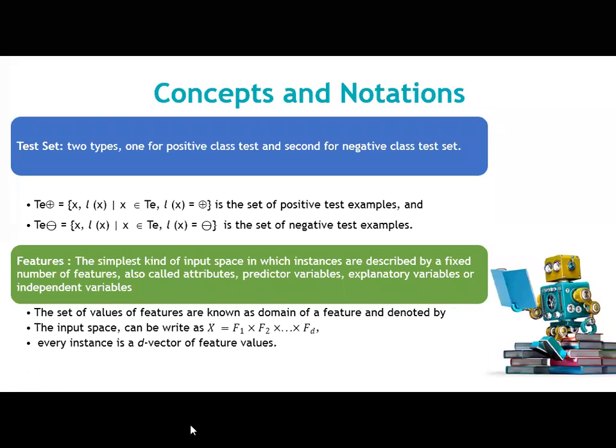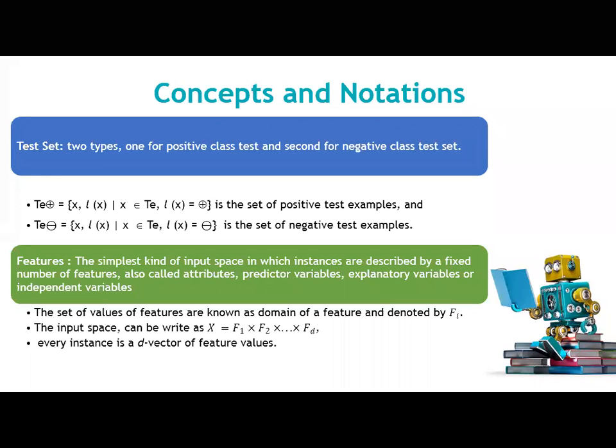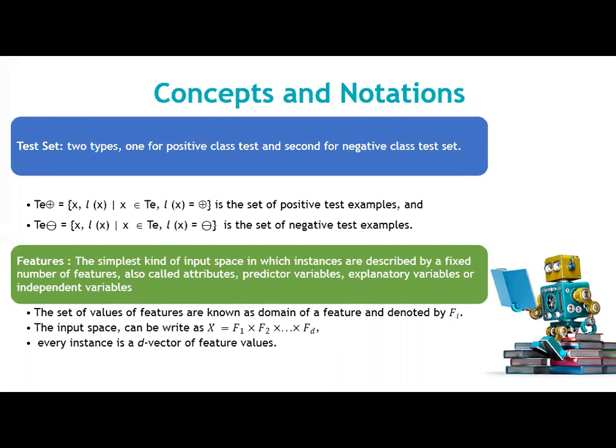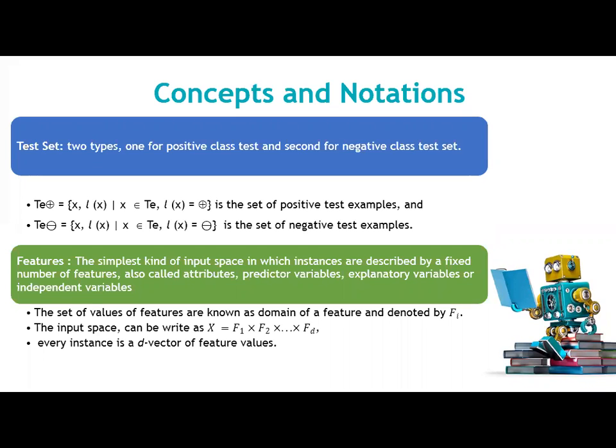Now, how are we going to denote the features? Each feature has one domain, and it is always denoted by F with subscript i. So X is F1, F2, up to FD, and D is the number of feature values. Suppose we have a student, and the student's features are: feature 1 is name, then height, then marks, then we have interest.